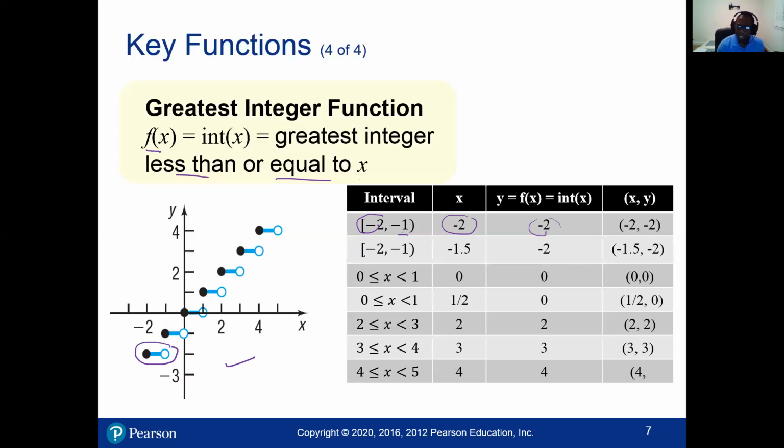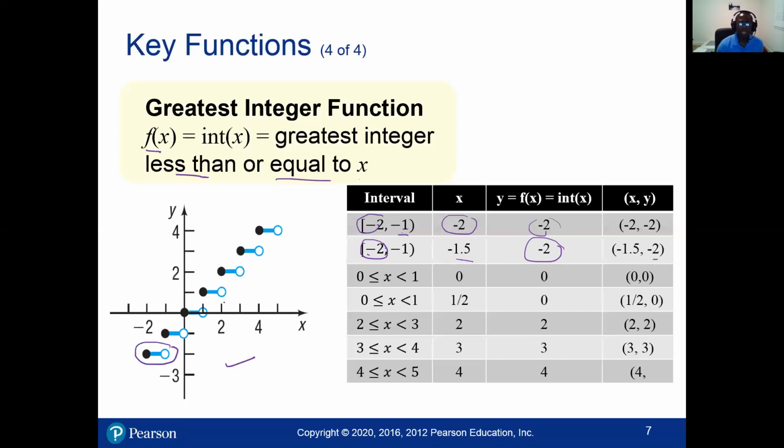Now for the same interval, if my x is say -1.5, remember it's an integer function, and -1.5 is not an integer. So the y value is the greatest integer less than or equal to -1.5. Within this interval, that integer is -2. That is why the y value is also -2. Therefore the point is x equals -1.5 and y equals -2.